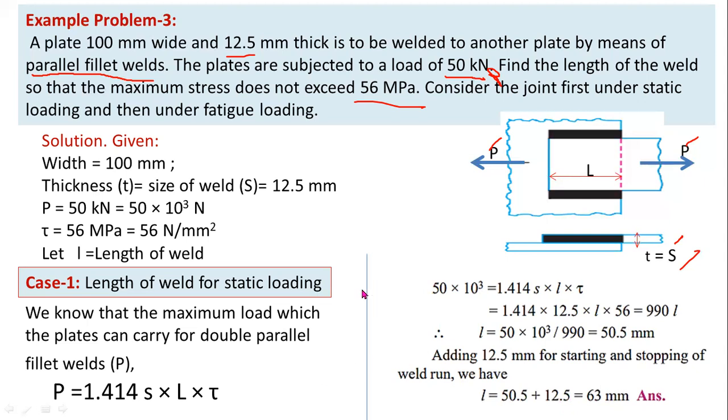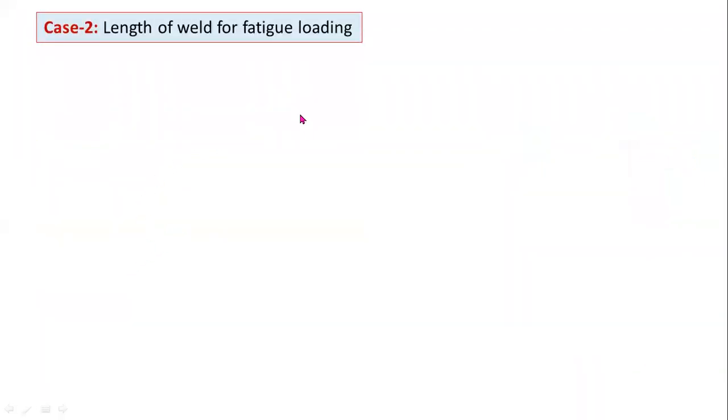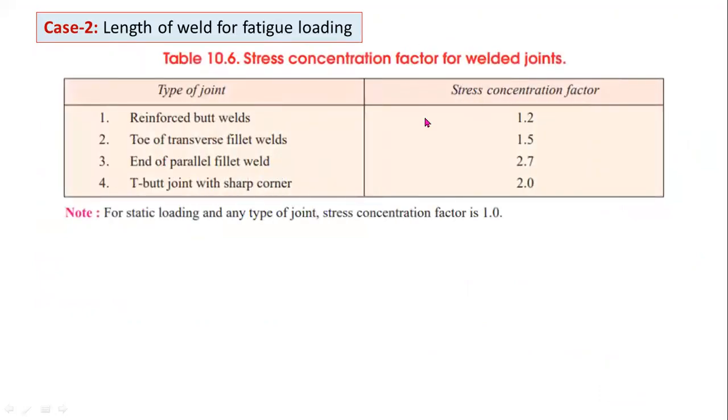In case two, you have to consider the length of the weld for fatigue loading. From this table, first of all, we have to select the stress concentration factor. Our given problem is a parallel fillet weld. For reinforced butt welds, you have to consider 1.2. For transverse fillet welds, we have to consider 1.5. For parallel fillet welds, you have to consider 2.7. For T butt joint with sharp corners, you have to consider 2. Here our question is parallel fillet weld, so you have to consider 2.7 for this problem.